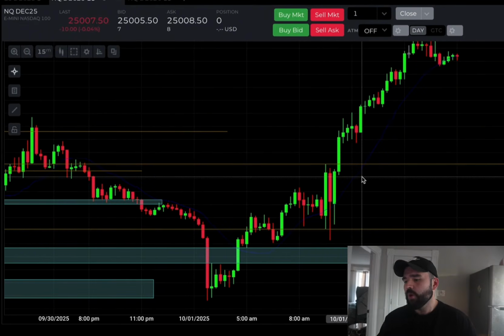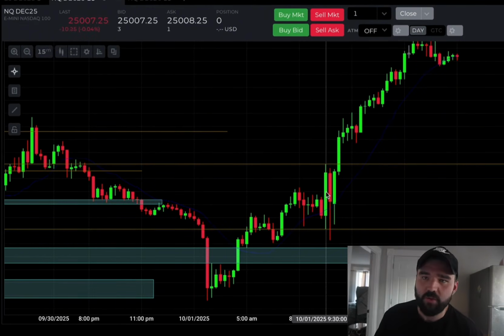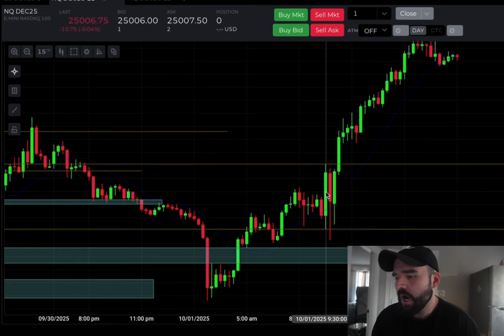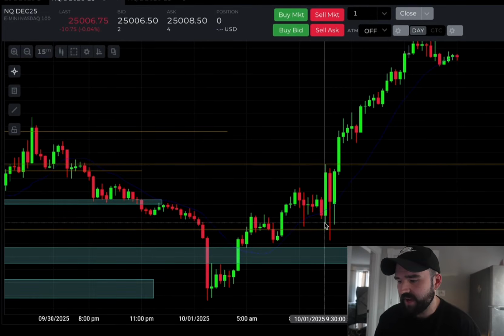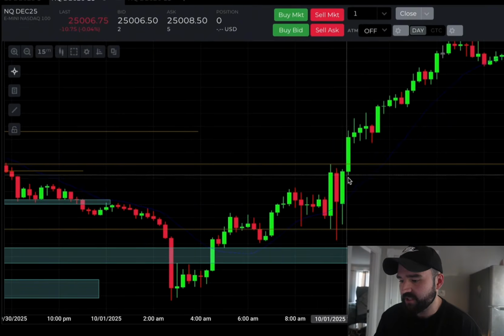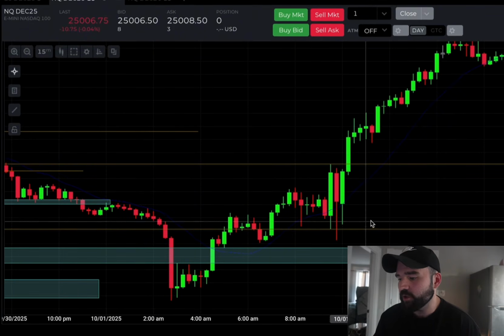So number one, we have the 9:30 candle. Anyone new here, I trade the 15-minute ORB strategy along with confluence. That's what matters the most, right? What we do is we take the higher high of the 15-minute candle, which as you guys can see right now, this is 9:30 a.m. on the 1st of October. We have the high right here, the low right there.